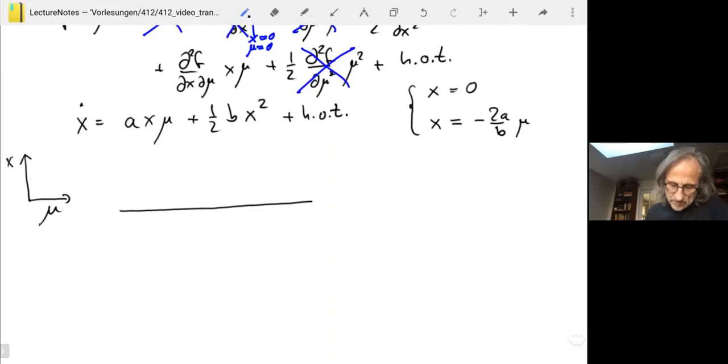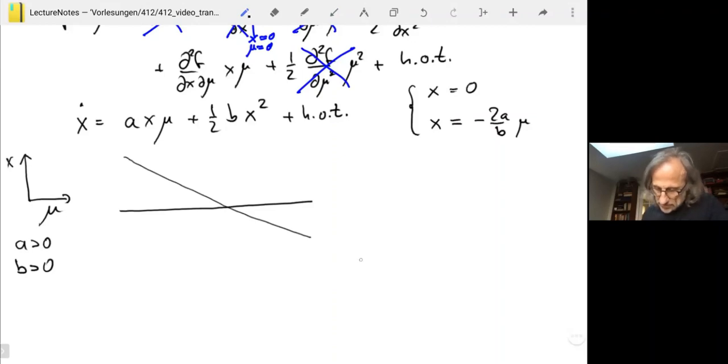So we need to again assume something about the signs of a and b. So let's say a is positive, b is positive. Then in that case, if a and b are both positive, then if mu is positive, x would be negative, and that other branch looks like this. And if we look also at a case a positive but b negative, in that case we have x equals 0, again a solution. And now a and b have opposite signs, and now if mu is positive, the whole thing is positive, and we get a branch that looks like this.